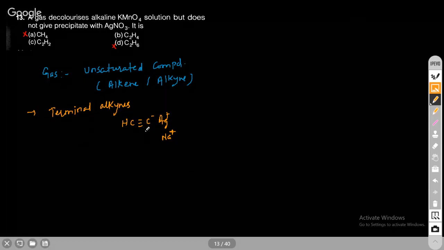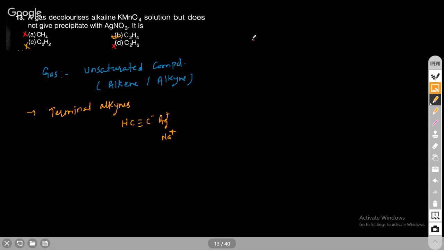We're talking about terminal alkynes now. Must keep in mind, the alkene that you have does not react at all with AgNO3. So these two compounds can show decolorization with KMnO4, but since C2H2 reacts with AgNO3 and forms the salt of silver, that's why this option is not true, but C2H4 is true, right?